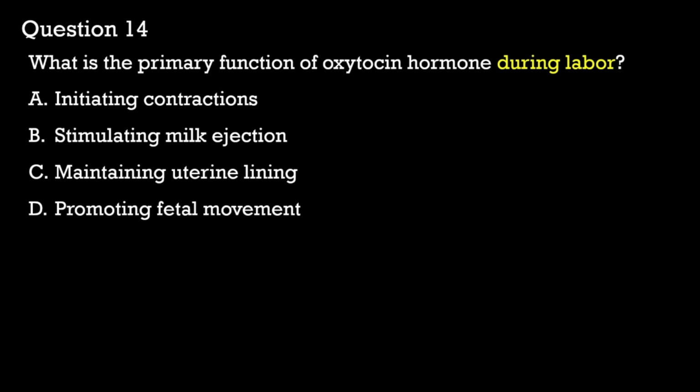Question 14. What is the primary function of oxytocin hormone during labor? Remember to read the question well when you're taking your test. A. Initiating contractions. B. Stimulating milk ejection. C. Maintaining uterine lining. D. Promoting fetal movements.